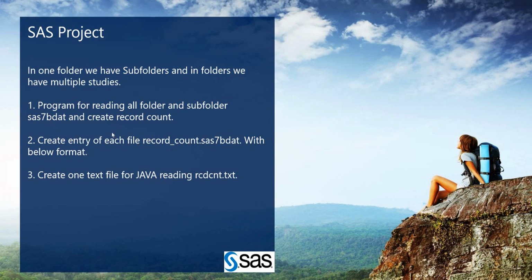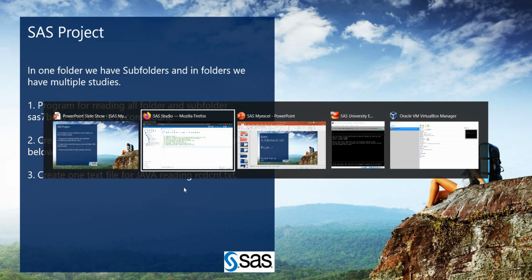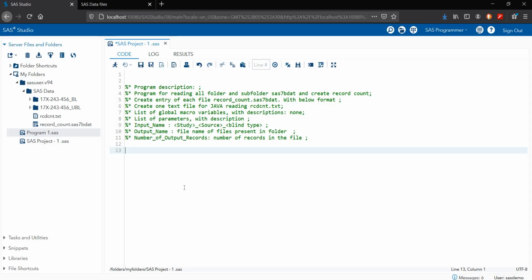So we have to read only the specific SAS files, and we need to create a record count. That record count will be in SAS format, record underscore count, with a particular format. And one more file we are looking for is text files. So let's see how we will create those files in SAS.